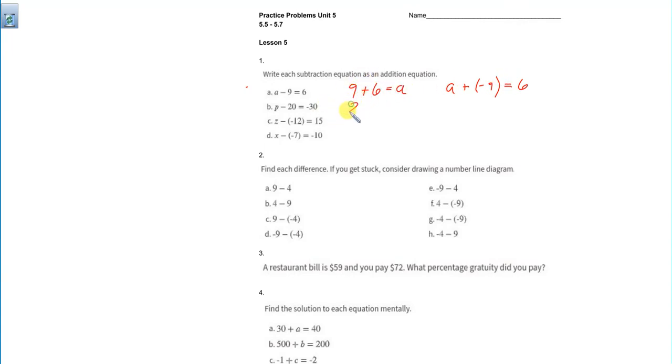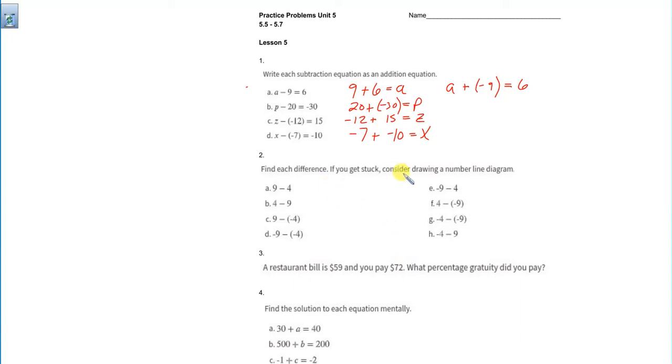So this one would be 20 plus negative 30 equals the value of P, and so that would be negative 10, and that's true. This one right here would be negative 12 plus the answer 15 equals Z, so that would be true. And then negative 7, the add-in, added to the answer, negative 10, would tell you what the value of X is. It's easier to solve these when you think of it as addition, in the form of the answer added to the add-in that you know, and that it'll always work. You could always go this way too, but I'm more of a fan of writing it this way for these particular problems because that's what we talked about.